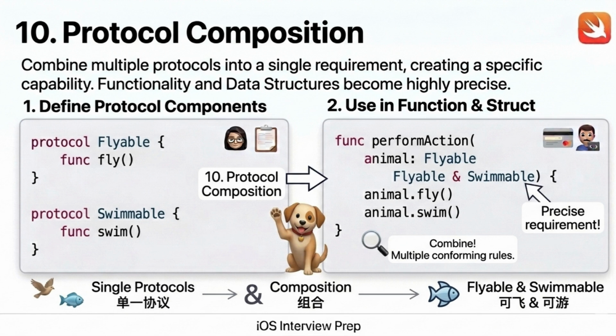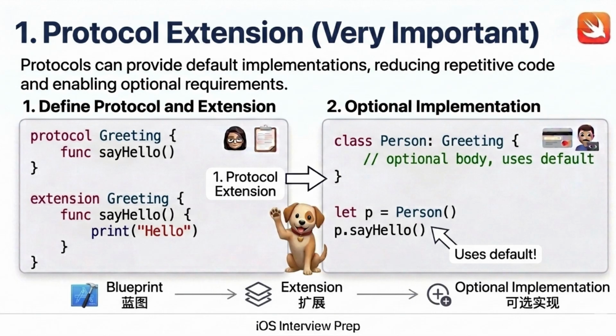Now we can move on to our next topic, which is protocol extension. This is very important. You can check out the protocol Greeting, where we create a function sayHello, and we create an extension of Greeting. Now when we conform Person to the Greeting protocol, we don't have to write the greeting function inside Person, and we can still access the sayHello function. So this is a very commonly asked question.